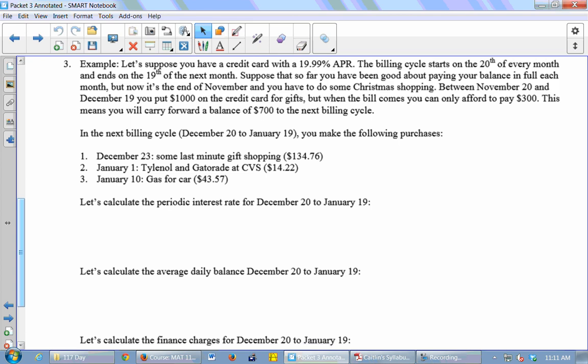You do a little last minute shopping 2 days before Christmas. And then January 1st, you buy Tylenol and Gatorade. I don't know why you would need those on January 1st. And then January 10th, you buy some gas for your car, right? All right, so let's calculate the periodic interest rate for December 20th to January 19th.